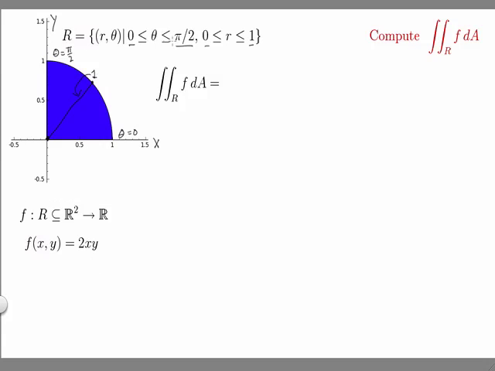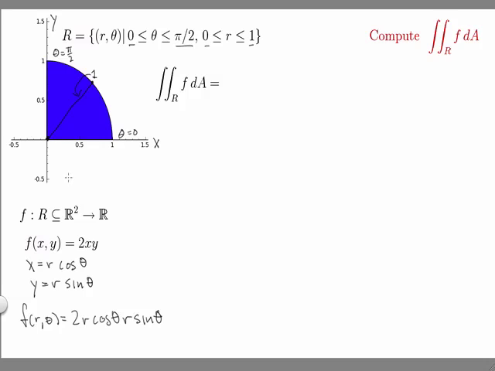So we've written R in terms of polar coordinates. We need to write our function f in terms of polar coordinates. To do that, we use the standard coordinate changes x equals r cosine theta and y equals r sine theta. Then we can say f of r theta is equal to 2 times r cosine theta times r sine theta. It's as simple as that. We just substitute x and y for the various functions of r and theta.